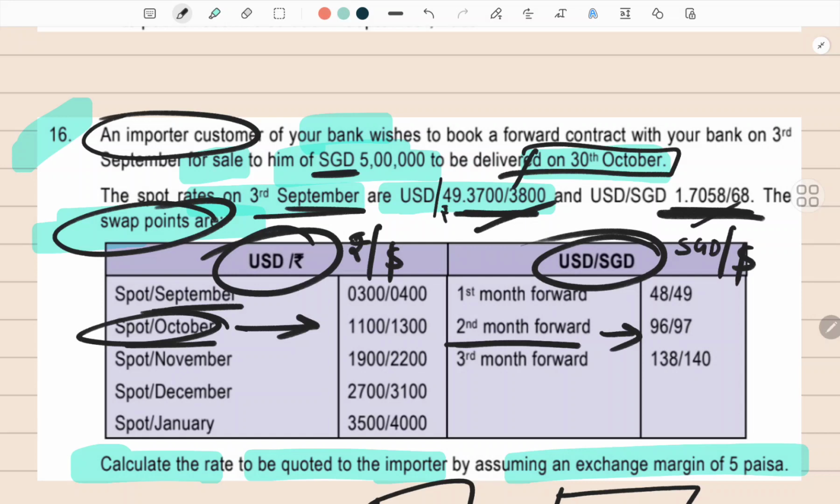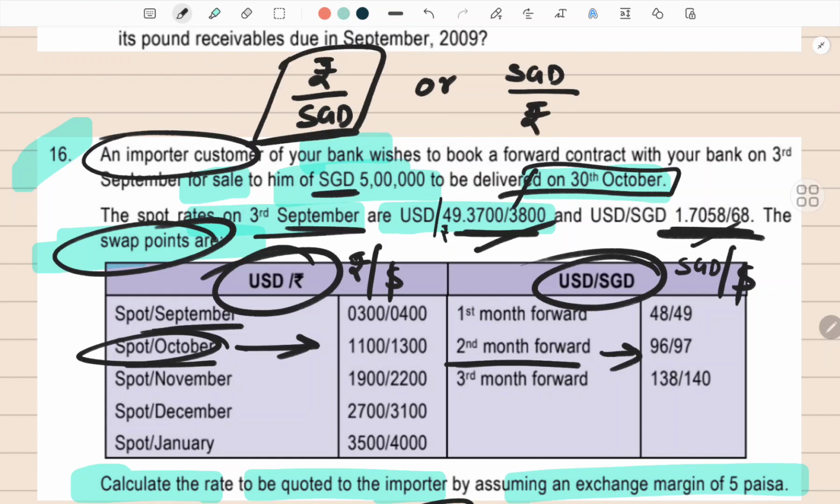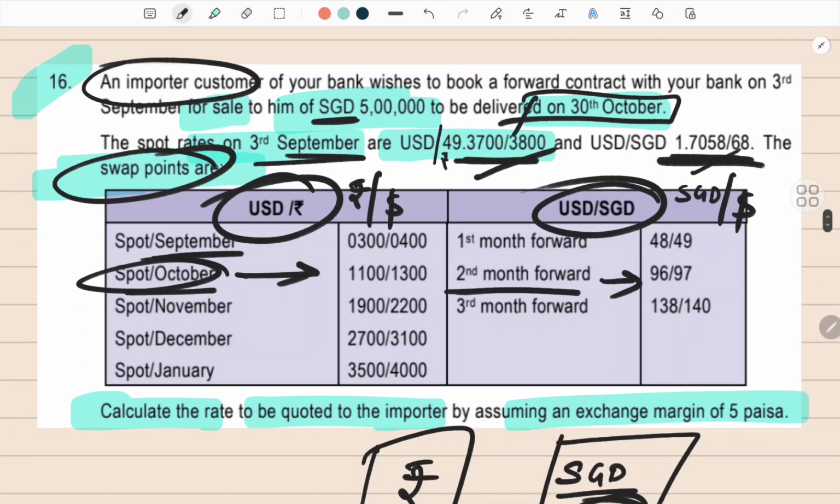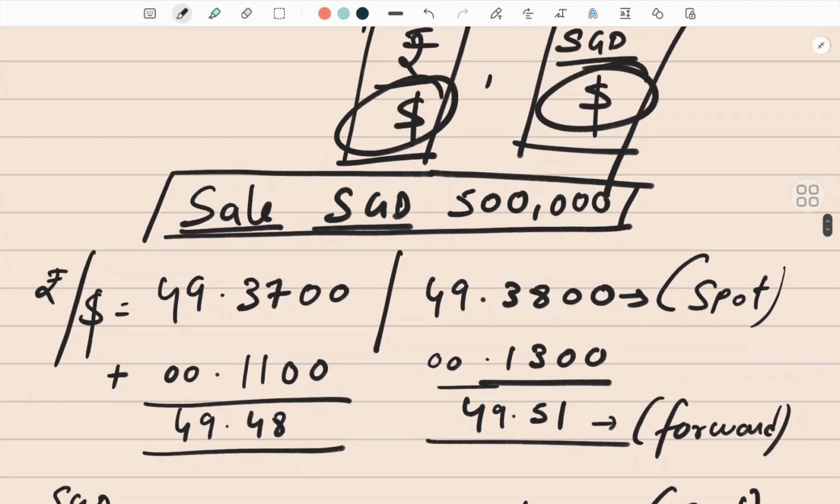So the quote that I will frame is, see, there are two ways you can do this. You can do rupee by STD, or you can take STD by rupee. I am taking this particular quote right now. You can solve it both ways. Okay, so I'm taking rupee by STD here, and we have to use the cross rates, because if you notice this clearly, you have a rupee by dollar quote and you have an STD by dollar quote. You do not have a rupee by STD quote, which we need, correct? So we use the cross rates. See, for simplification, I've written this.